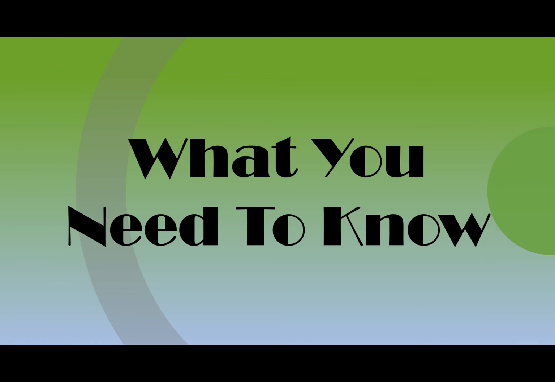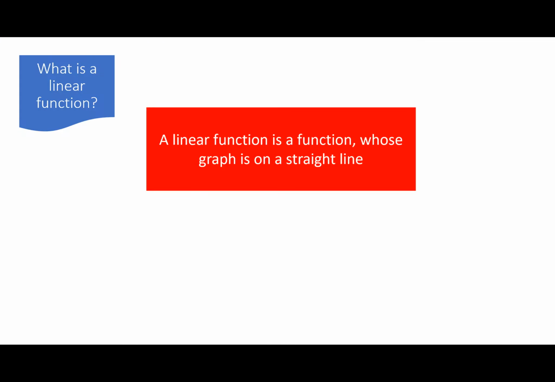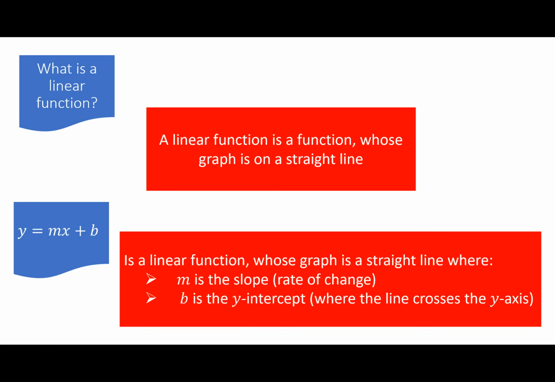Here is what you need to know before we get to the examples. What is a linear function? A linear function is a function whose graph is a straight line. Y equals mx plus b is a linear function whose graph is a straight line, where m is the slope, the rate of change, and b is the y-intercept, where the line crosses the y-axis.